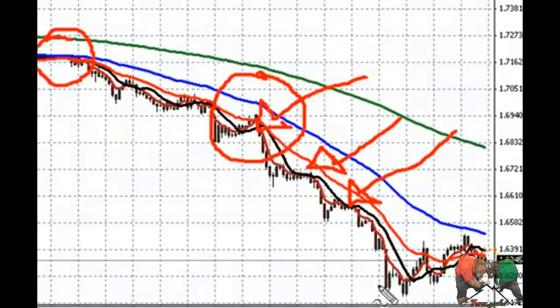And then right here, guess what happens? For the first time in days, guess what? We didn't make a lower low. Take your profit off the table.